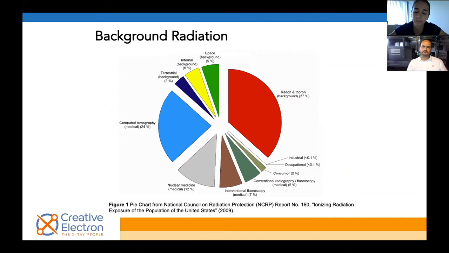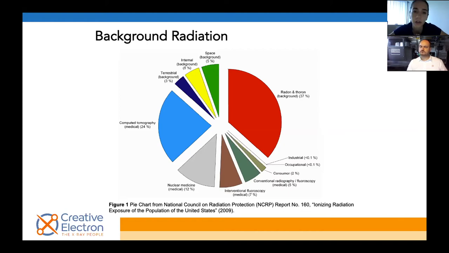So I really like this graphic. It shows the exposure that a person can receive within a year. And obviously a lot of it is going to depend on your lifestyle. If you're someone that has a heart problem and you need to get a heart stress test done on a regular basis, then this distribution is going to look different.